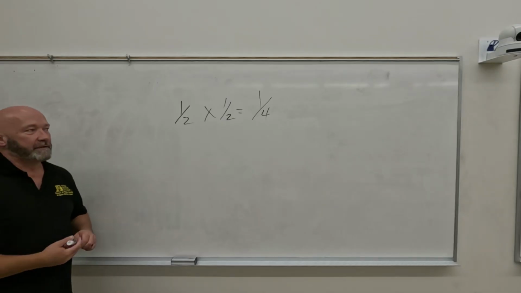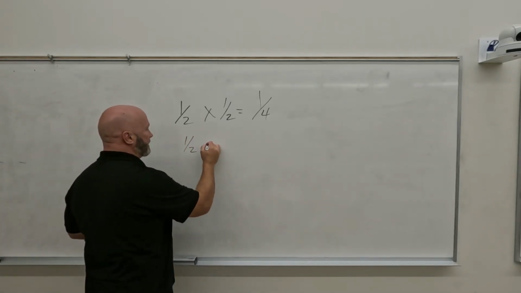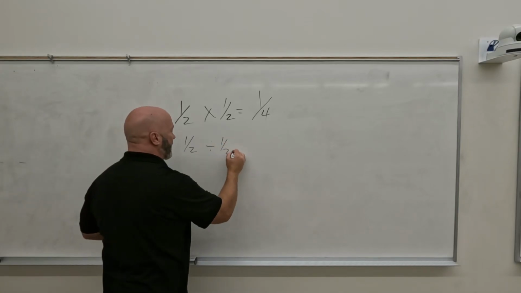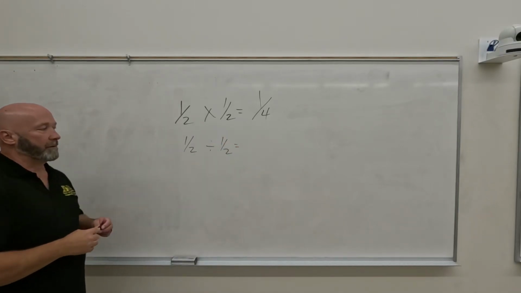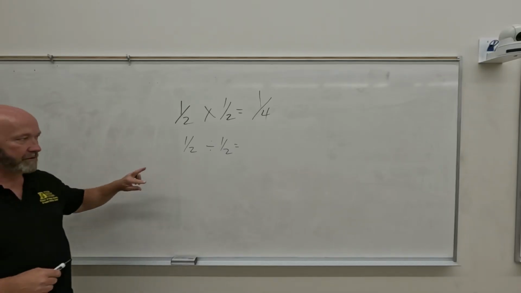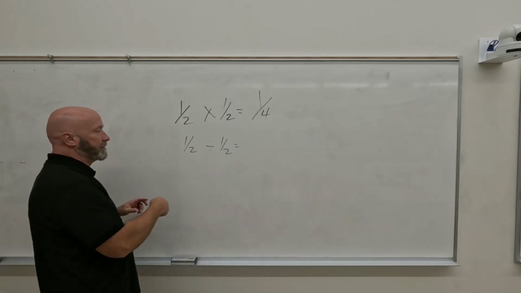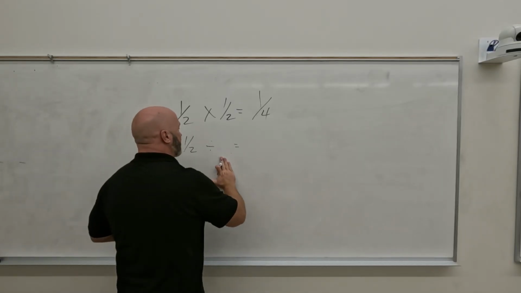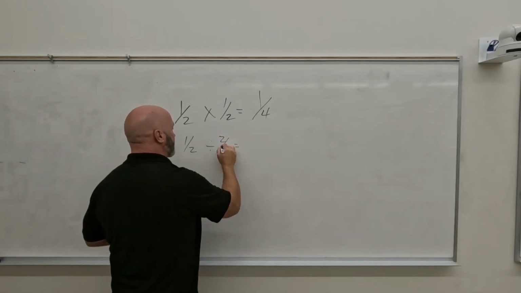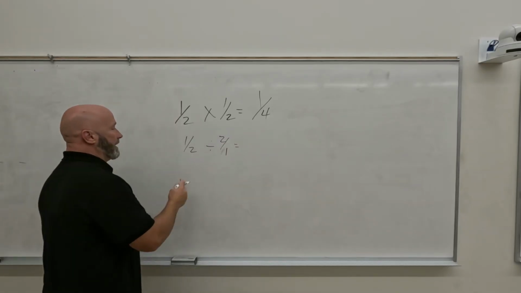So with division, it's a little bit different. If we have 1/2 divided by 1/2, then what do we do? You can do one of two things. You can either cross multiply, which we'll get to here in a minute, or you inverse the second half of it. So we have 2 over 1. And so what do we have now?